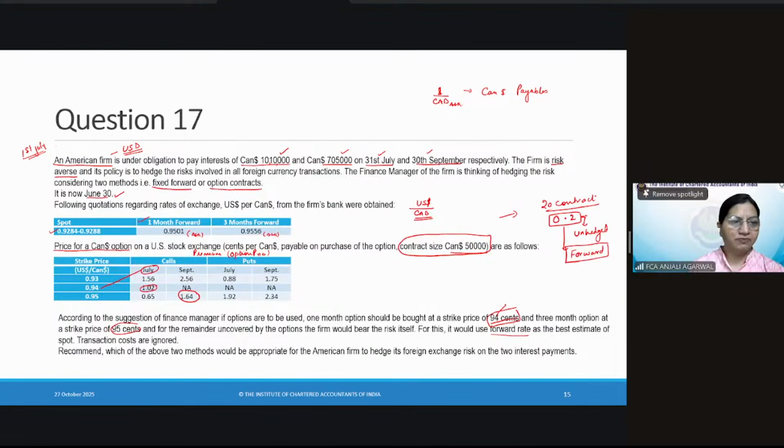So the price for a Canadian dollar option on a US stock exchange is how many cents you have to pay per Canadian dollar, payable on purchase of the option, contract size 50,000. Okay. So this will be our option premium, 0.65 and 1.64. So how many contracts are we purchasing for July? 20 contracts, for 1.02. Okay.